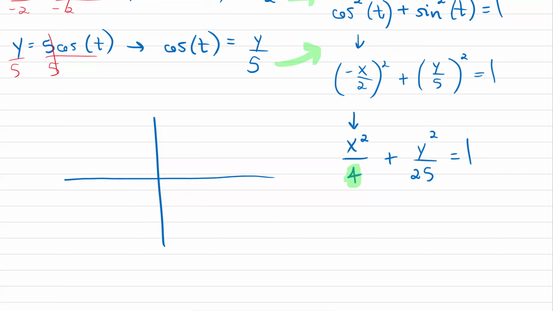So that means the width on the x, or horizontal stretch, of this ellipse is going to be the square root of 4, or 2. And then the vertical stretch of that ellipse is going to be the square root of 25 underneath the y variable. So that'll give us these points, 5 and -5, to sort of round out our ellipse, and then again on the x-axis, highlight those 2 and -2 ends of our ellipse.